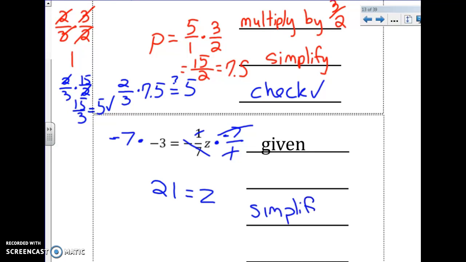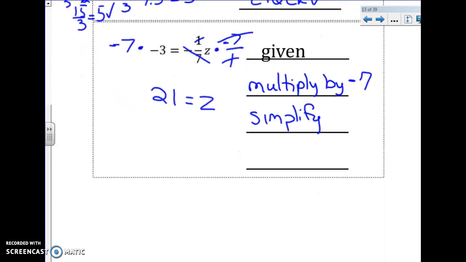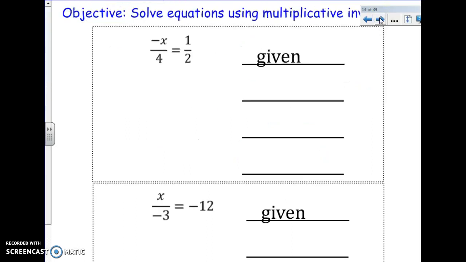I forgot to write my steps for you. So I multiplied by -7, because that's the reciprocal. And then I should go ahead and check. Does the -3 equal -1/7 times 21? And the answer is yes. Because -1 times 21 is -21, and if you divide that by 7, you get 3. All right, I'm just going to do one more example. You can do the last one on your own and get that checked.